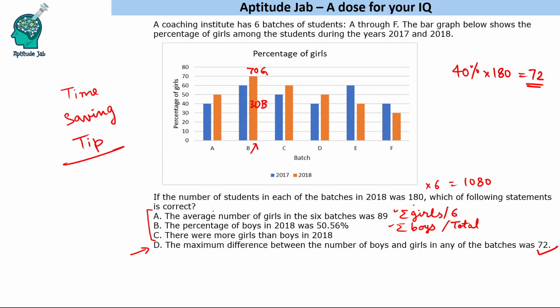Now let us take the second scenario कि this was wrong. ठीक है, ये 72 की जगह कुछ और option दिया रहता है. So how to check other things? Okay, now average number of girls दिया है, ठीक है. Average number निकालने से अच्छा, can we find the average using the graph quite easily?